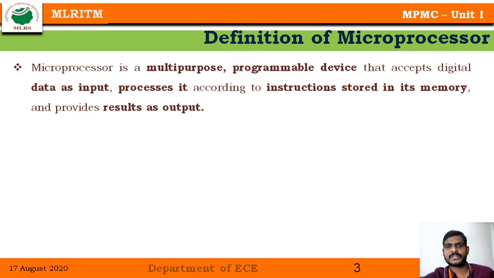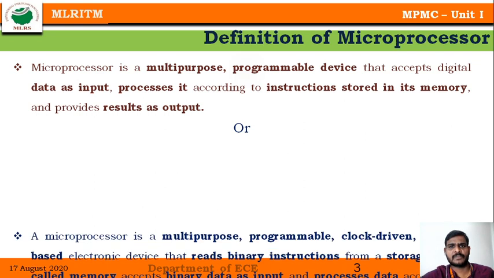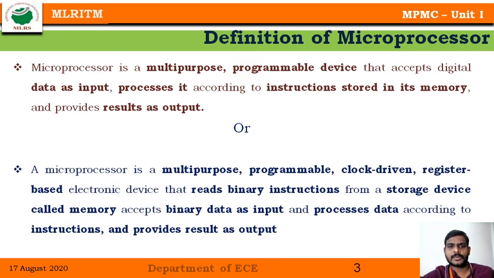This is one of the definitions from one of the textbooks, but as per perception, the definition may change. In some cases, other people have defined it like this: a microprocessor is a multi-purpose, programmable, clock-driven, register-based electronic device that reads the binary instructions from a storage device called memory, accepts the binary data as an input, processes the data according to the instructions, and provides the result as an output. This is another definition of the microprocessor.